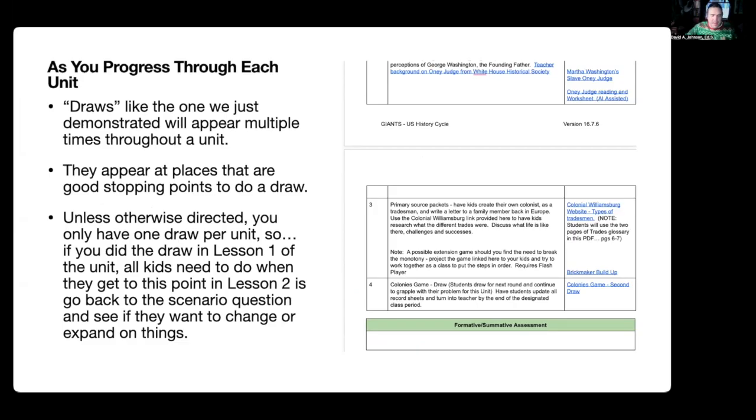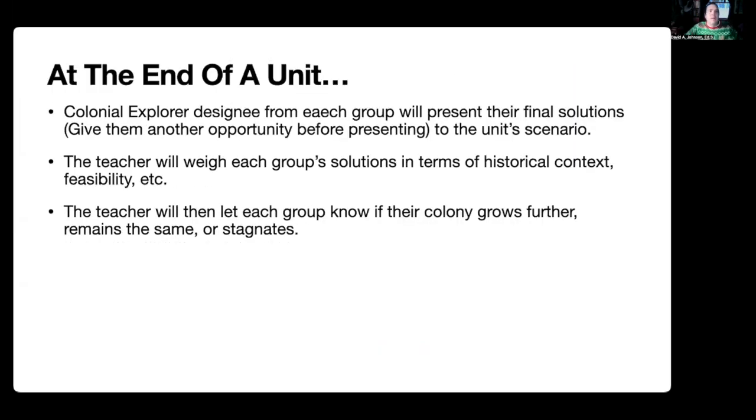Again, don't overthink it. At the end of every unit, a colonial explorer designee from each group is going to present their final solutions to the class and to you. And you, as the teacher, are the judge who's going to weigh each student's solution in terms of historical context, how feasible it is, etc. And then you, as the teacher, decide based off of their solution to the problem that they're expected to solve: does your colony grow? Does it remain stagnant, or do they lose pieces of it?